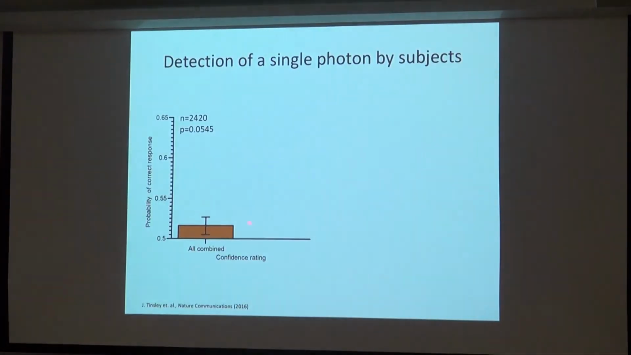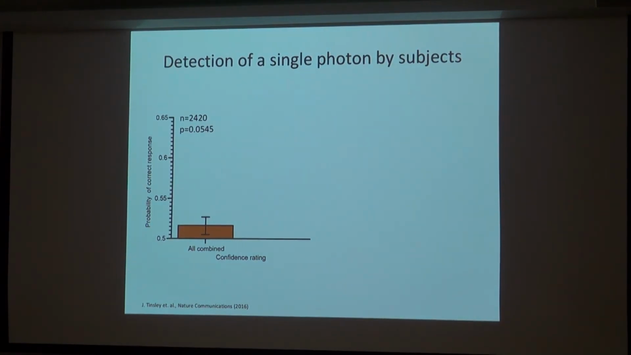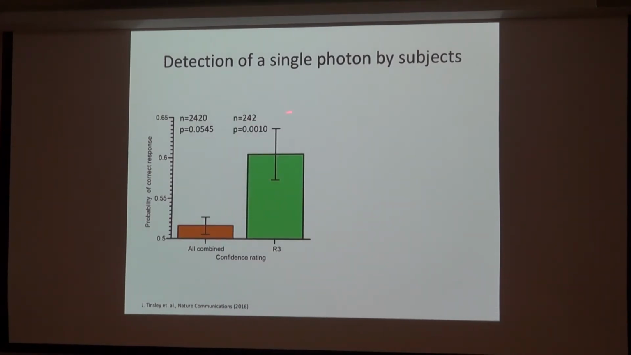But we saw a completely different picture if we look at the R3 responses again. For the R3 responses, we had a significantly lower p-value, and this showed us that detection of a single photon above chance would be possible. In this case, again, suggesting that these are the cases where the photons were not absorbed or scattered by the incoming cell layers in the eye, and would actually trigger an isomerization reaction.